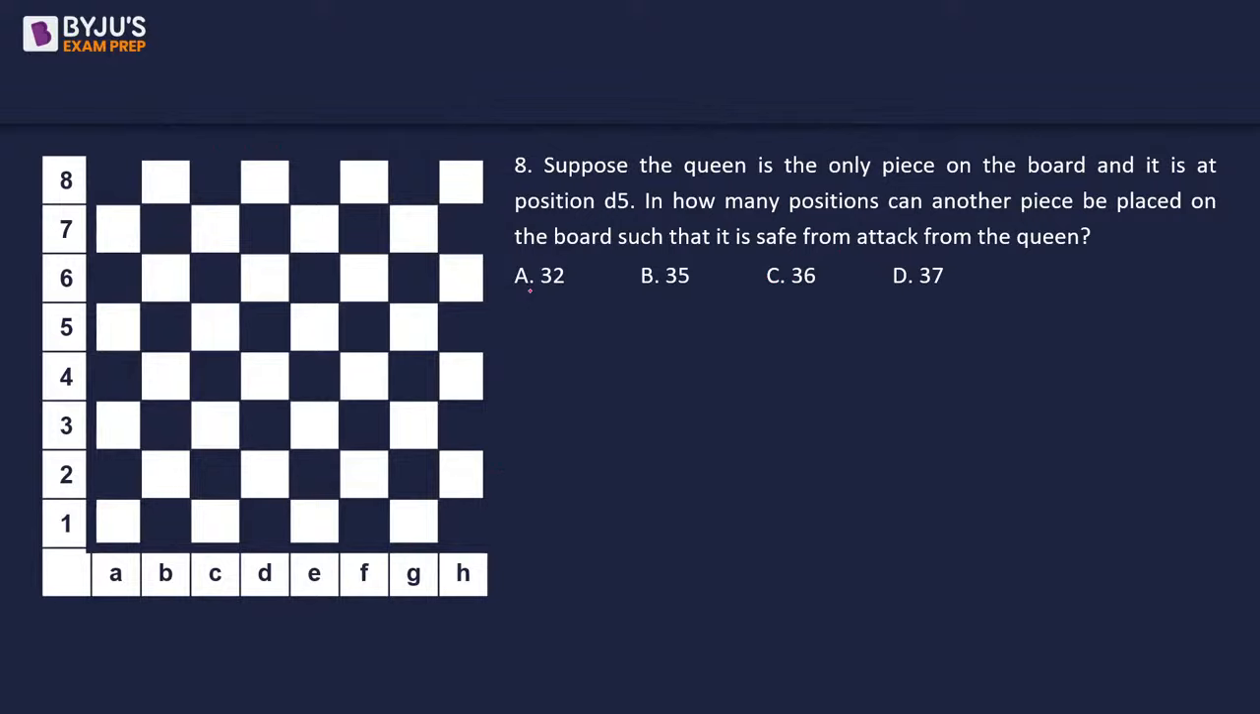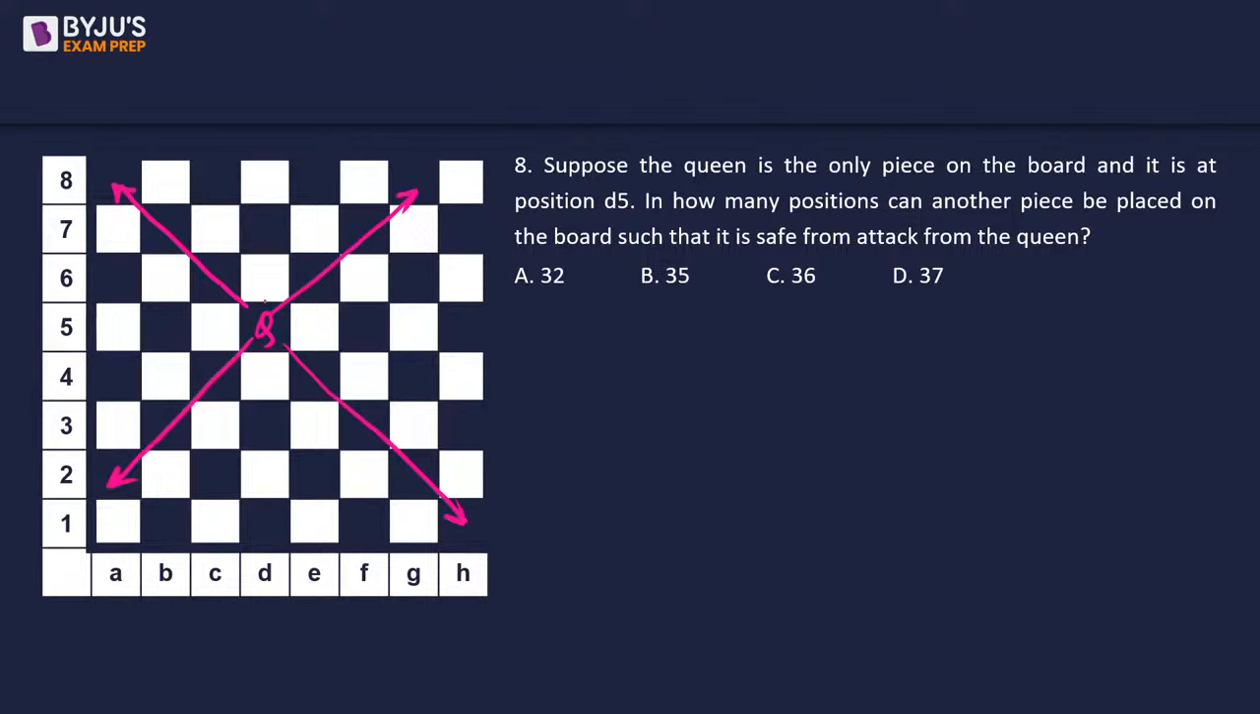Let's look at question number 8. Suppose the queen is the only piece on the board and it is at position D5. So D5 is where queen is. So let's say queen is here. In how many positions can another piece be placed on the board such that it is safe from attack from the queen? So obviously we cannot place any piece along this diagonal. We cannot place any piece along this diagonal.